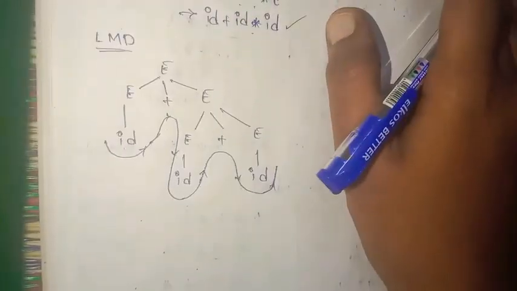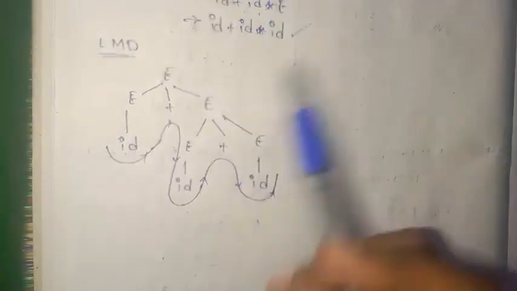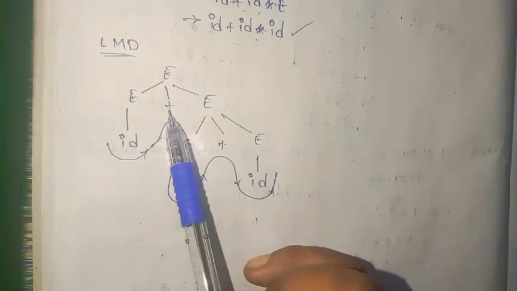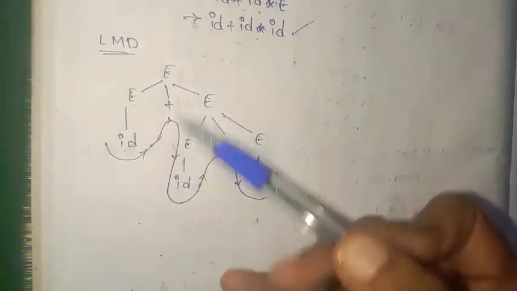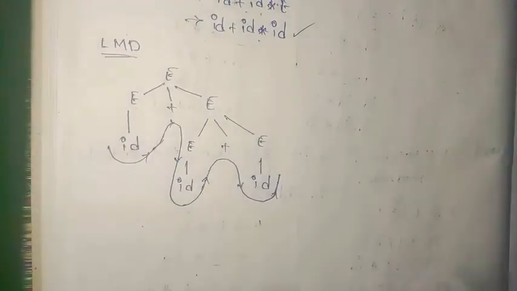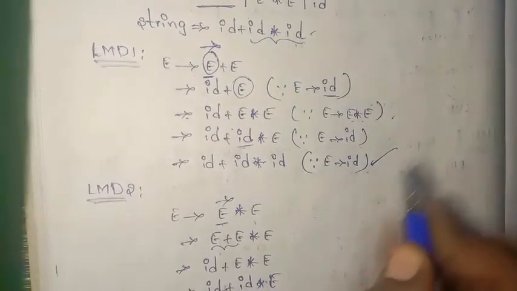See, I already drew the parse tree for it. The same thing, E derives E plus E, and in place of the E's, I replaced them with the productions. So the same thing I represented here. If you have any doubt, then check for RMD. How will we prove that it has more than one RMD?